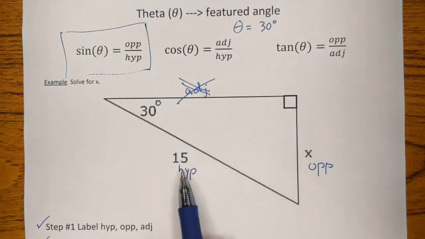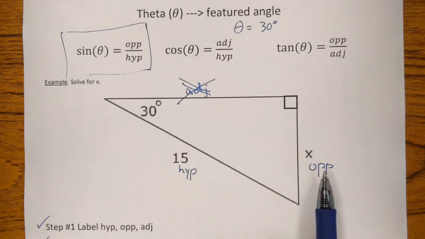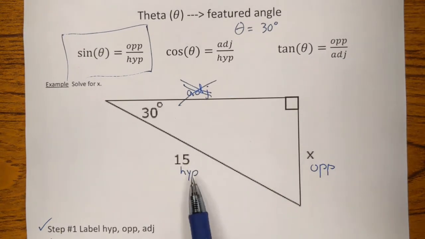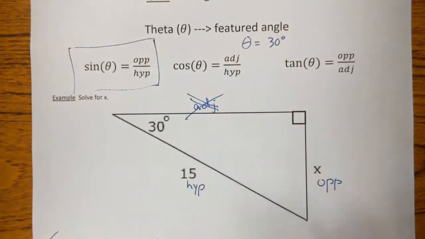And since those are the two sides that I've left uncrossed, opposite and hypotenuse, I'm going to use sine here. So let me write that down. I'm choosing sine in this case, and I'm going to write down this ratio. Sine is this ratio of the opposite leg divided by the hypotenuse. That's what I'm going to use in this particular example.